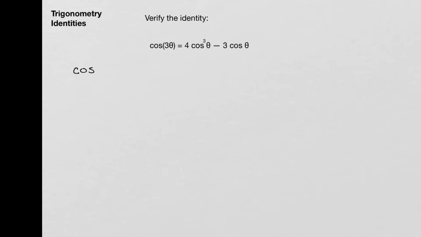So I have cosine of 3 theta, and this equals the cosine of the quantity 2 theta plus theta. And then I can rewrite this as cosine of 2 theta times the cosine of theta by itself minus sine of 2 theta times the sine of theta by itself.